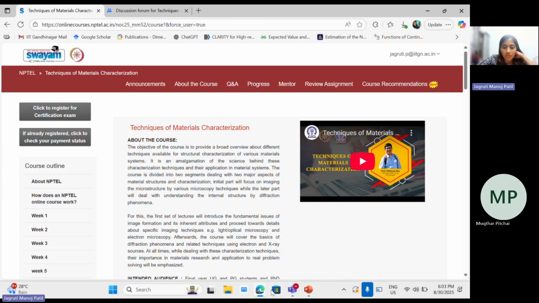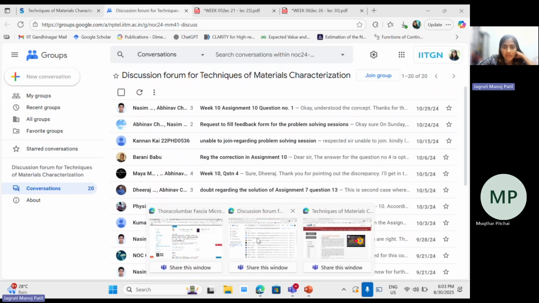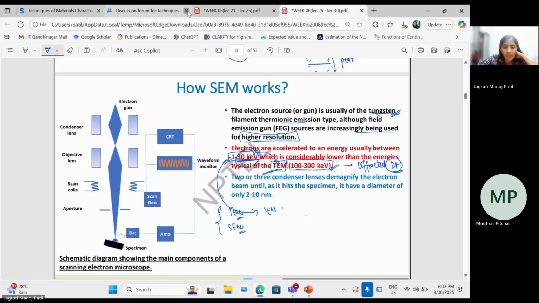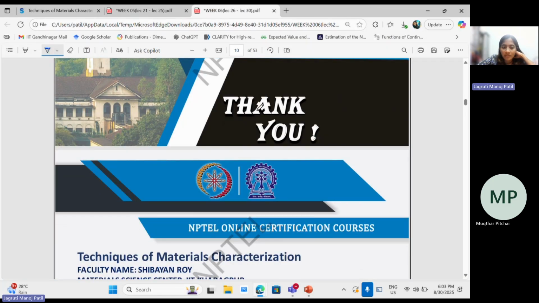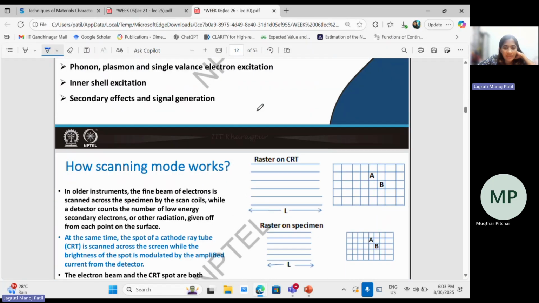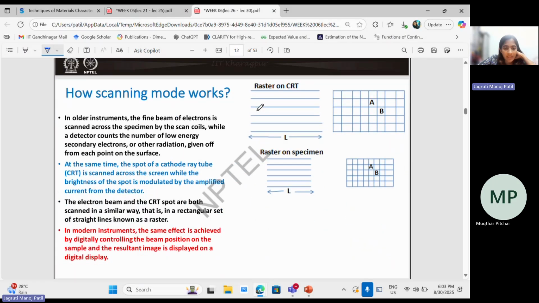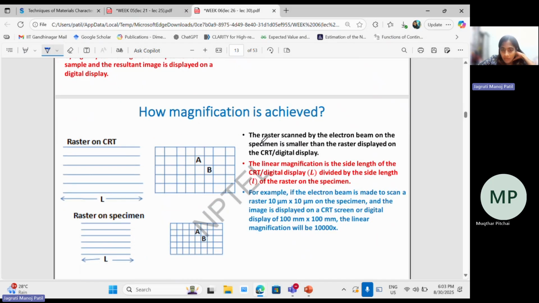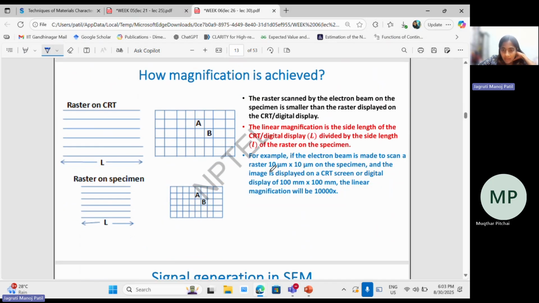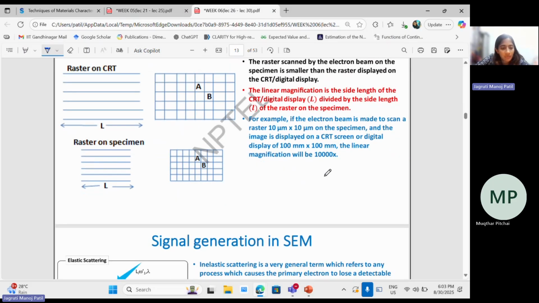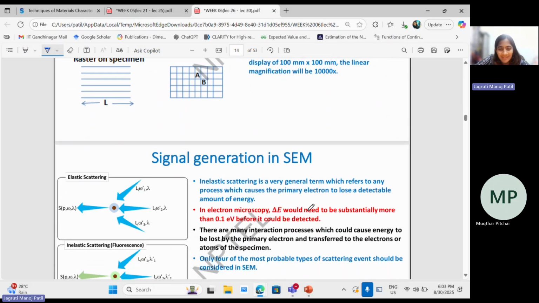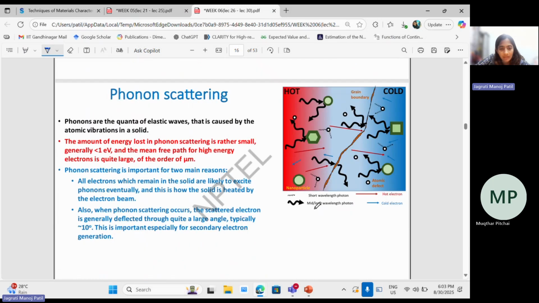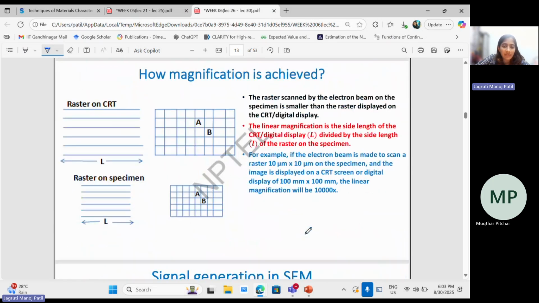Okay, so where were we? Yeah, so we saw how SEM works. Then we more or less discussed this part, the raster scanning and spot by spot, one by one for TEM versus SEM. We saw this digital signal. There's one thing I also wanted to explain before closing this session. So this is elastic, inelastic scattering, phonon scattering. These all are fine.